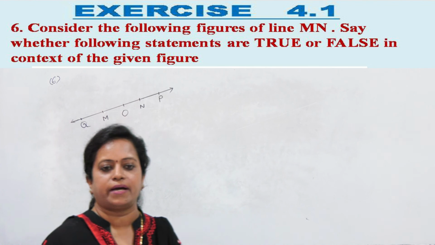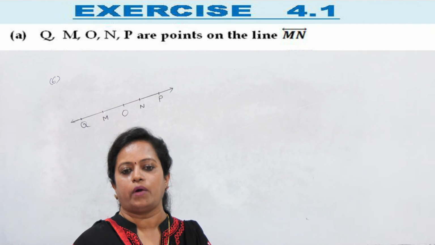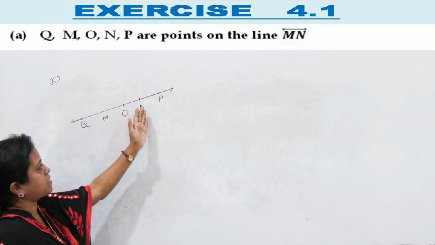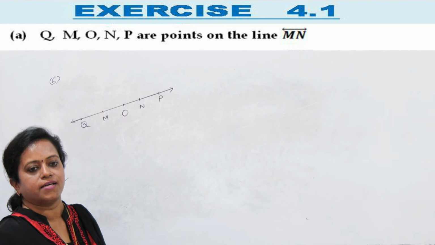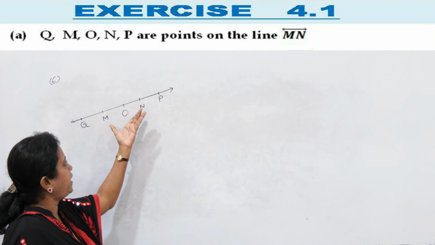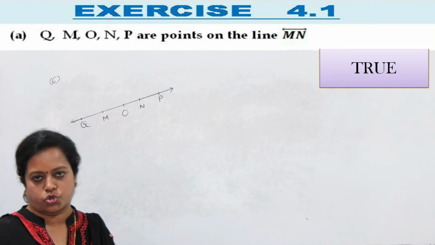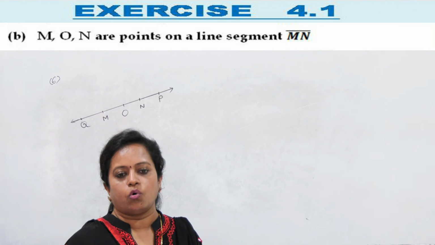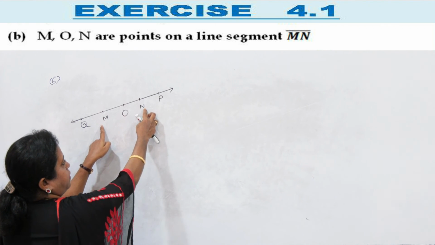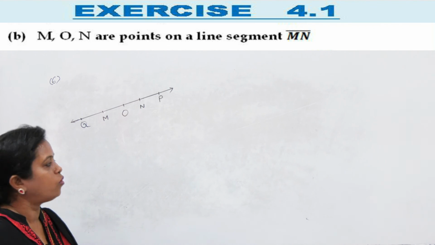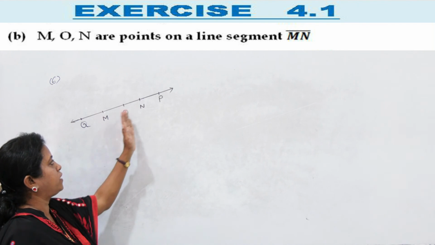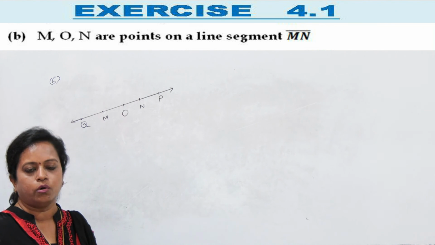Let us start with the first part. A, Q, M, O, N, P are points on the line MN. Okay, the line is MN and the points asked are Q, M, O, N, P. Are they on the line MN? Yes. So the first statement is true. Second statement, M, O, N are points on the line segment MN. Now take the line segment MN and they are asking whether the points M, O, N are on the line segment MN. Yes, they are on the line segment MN. So the second statement is also true.